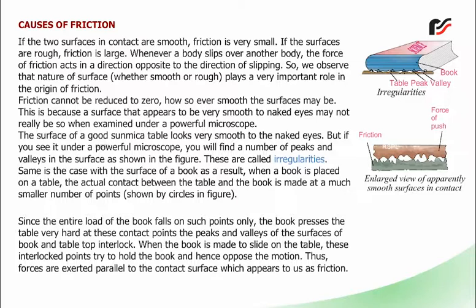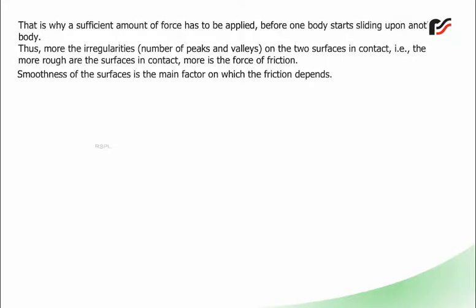Since the entire load of the book falls on such points only, the book presses the table very hard at these contact points. The peaks and valleys of the surface of the book and tabletop interlock. When the book is made to slide on the table, these interlocked points try to hold the book and hence oppose the motion. Thus, forces are exerted parallel to the contact surface, which appear to us as friction. That is why a sufficient amount of force has to be applied before one body starts sliding upon another body.